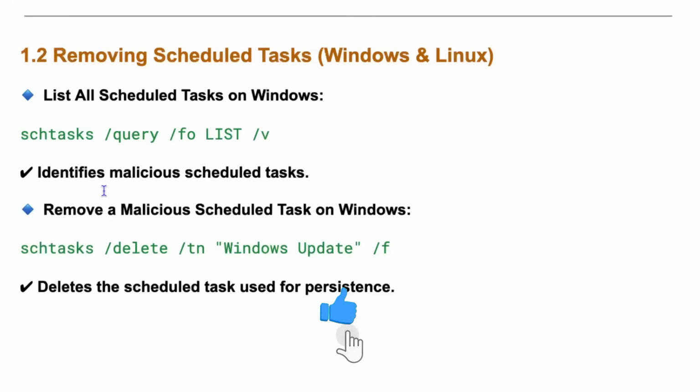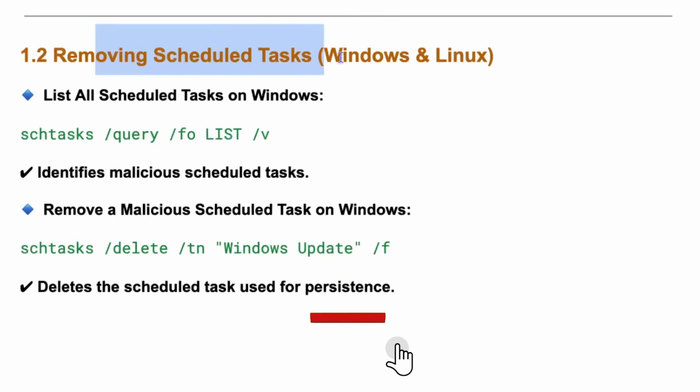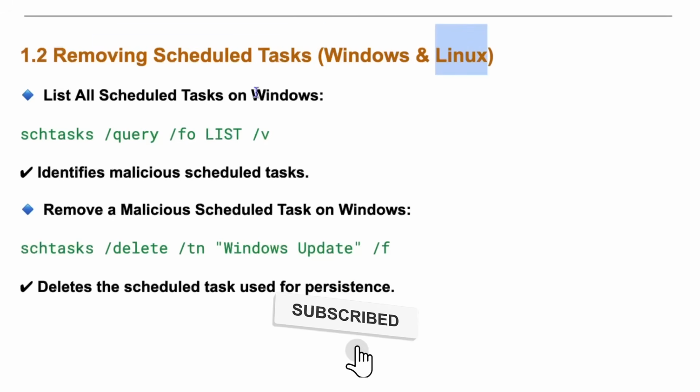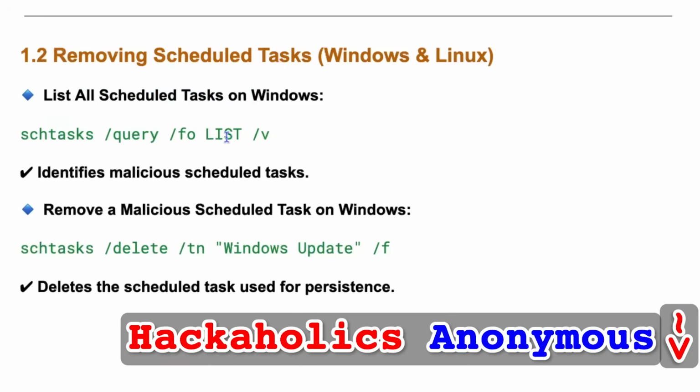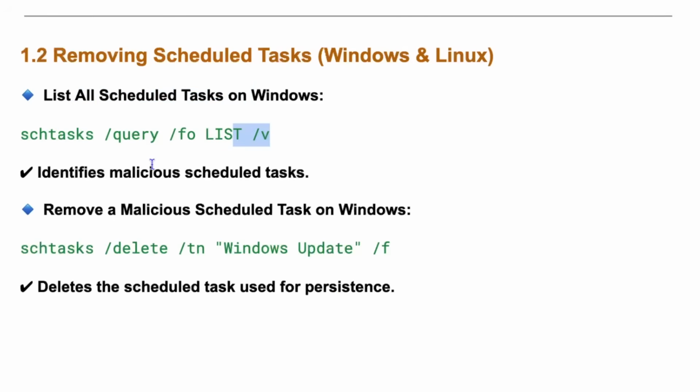So let's go through some of these motions. Let's say that you want to remove scheduled tasks on either Windows or Linux. Doesn't really matter. First, you want to list all the scheduled tasks on Windows. So you would do the query list, right? And use verbose so you get as much detail as possible, and then try to find the malicious scheduled tasks. And in my humble opinion, you should not even be doing this.